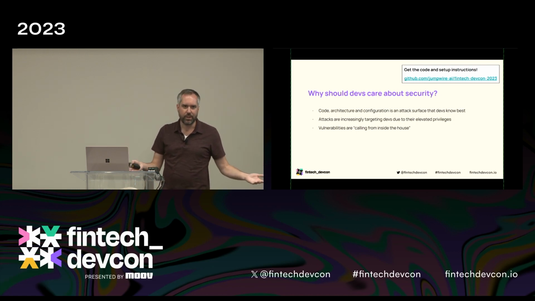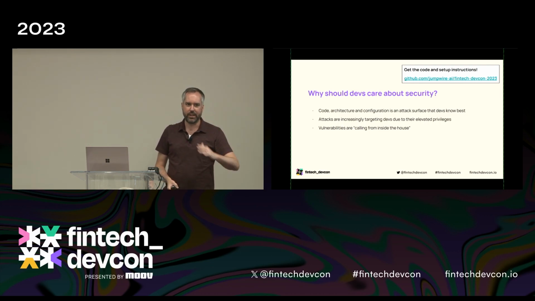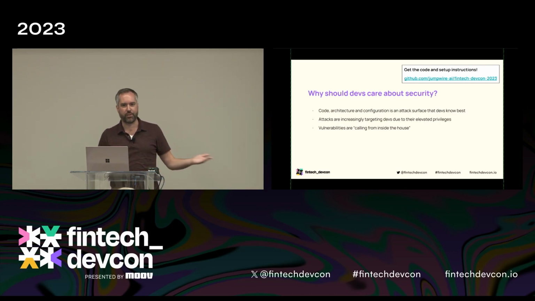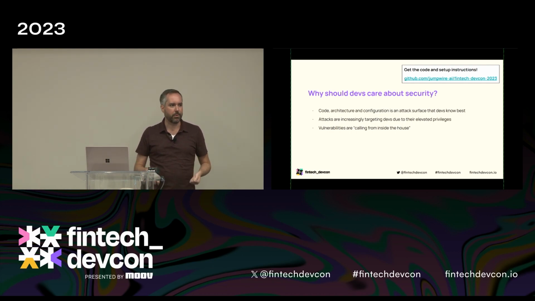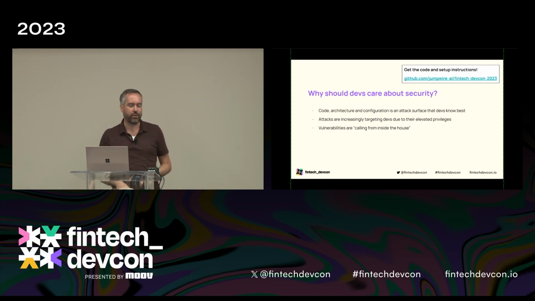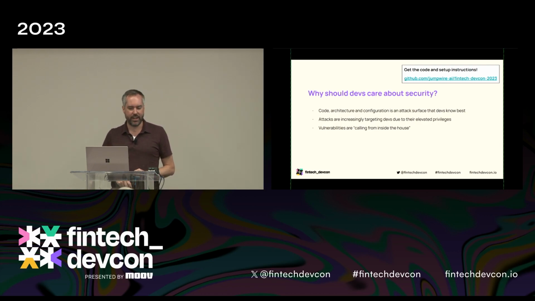CircleCI had a really famous hack last year where all of their production secrets got dumped, and it really damaged a lot of their customers because all their customer secrets were potentially exploited. They got in through a developer's laptop, getting malware on an infrastructure engineer's laptop. So you kind of have a target on your back as an engineer today.